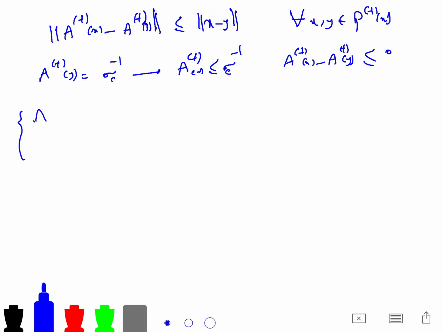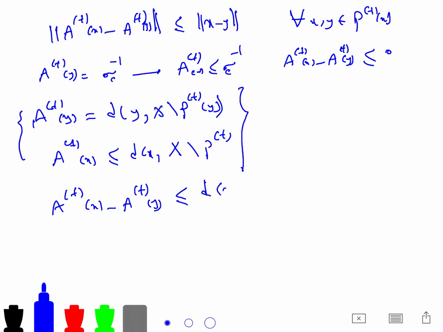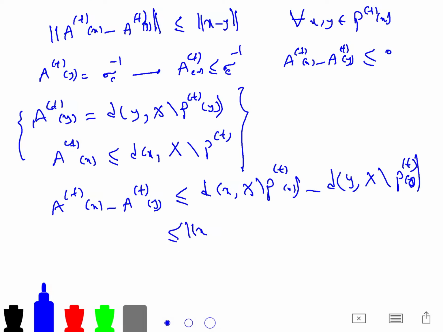And otherwise, a_t of y is equal to d of y and x, excluding P_y, and a_t of x is less than d of x and x, excluding P_t. So this implies that a_t of x minus a_t of y is less than or equal to the distance between x and x, excluding P_t of x, minus the distance between y and x, excluding P_t and y, which is less than the norm of x minus y, since P_t of x is P_t of y. They are in the same cluster.